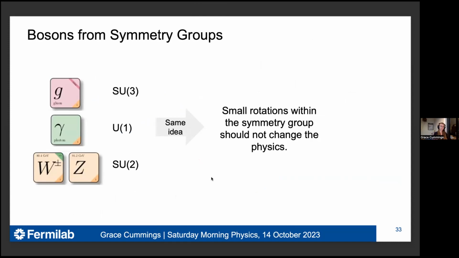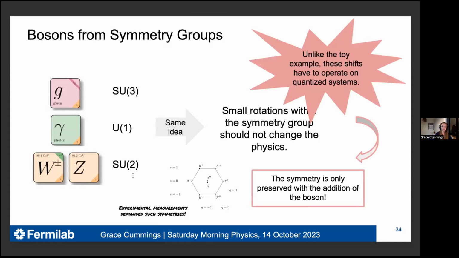This is, of course, the same for the symmetry groups of the standard model themselves. Small rotations within each one of these groups shouldn't change the fundamental physics, and this ends up being true. Now, of course, since this is operating on particles and we're in a quantized world, these shifts also have to operate in quantized systems. And we know that the symmetries themselves are perfectly conserved because we've actually measured them, and we know that these symmetries are demanded. And the only way that you have the symmetry preserved is the addition of a boson through these small rotations.